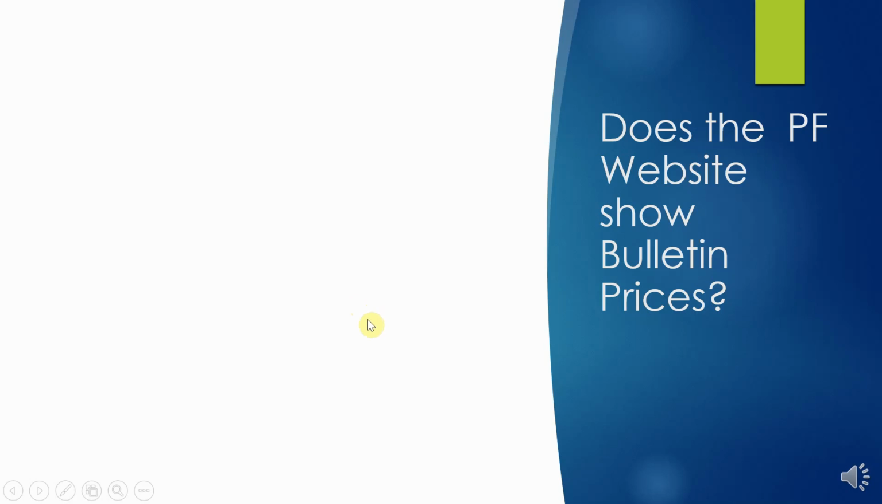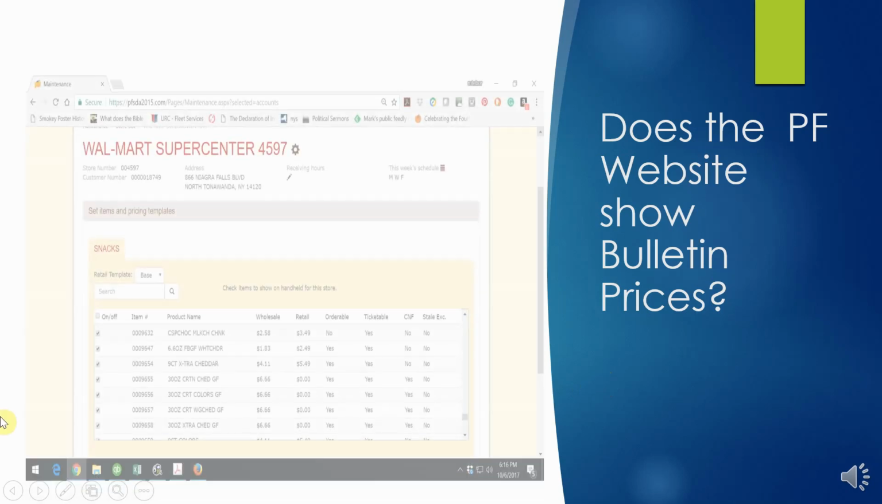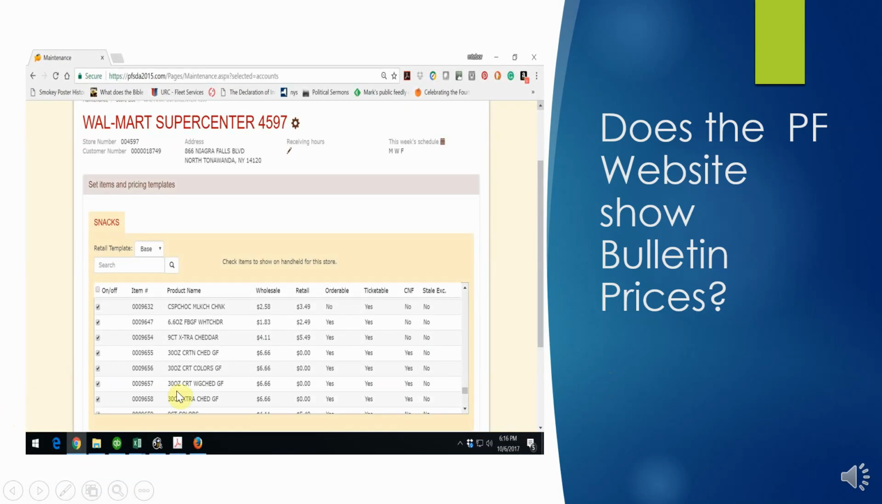Well, how about the Pepperidge Farm website? Does that show bulletin prices? Pepperidge Farm always tells us, the distributors, to go to the website for the most accurate and up-to-date notifications. So when we go back and take a look, we see this right here from last October. If we take a look at 33 ounce at a Walmart, it shows $6.66.